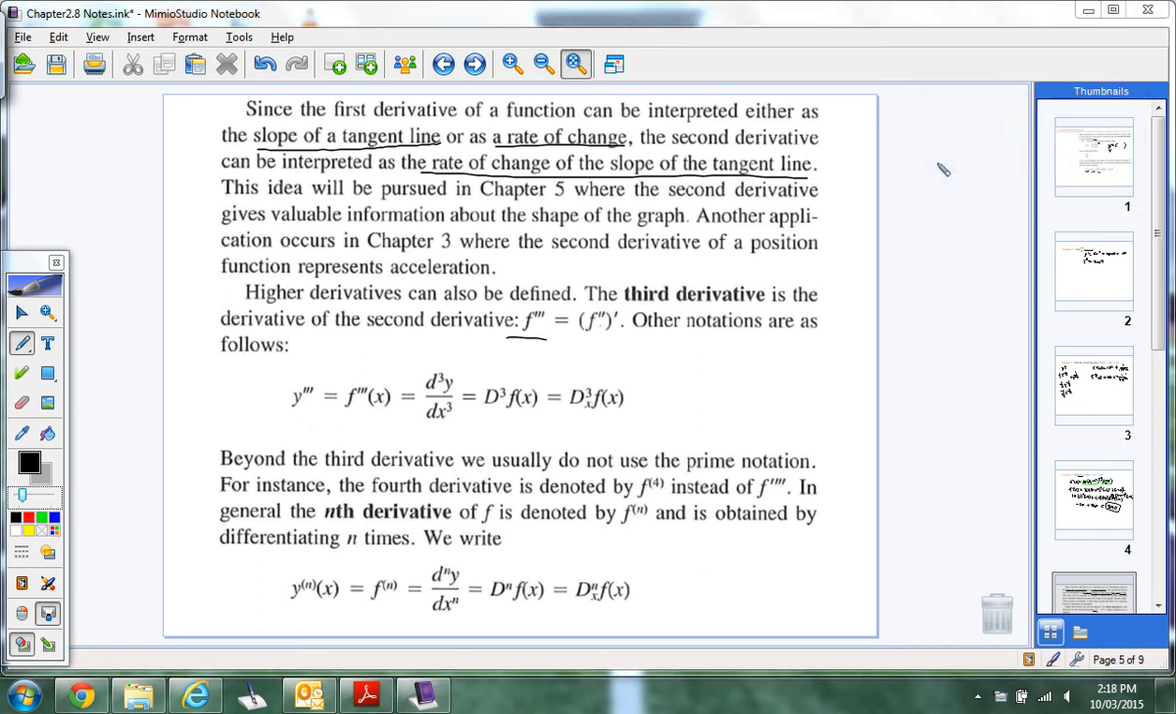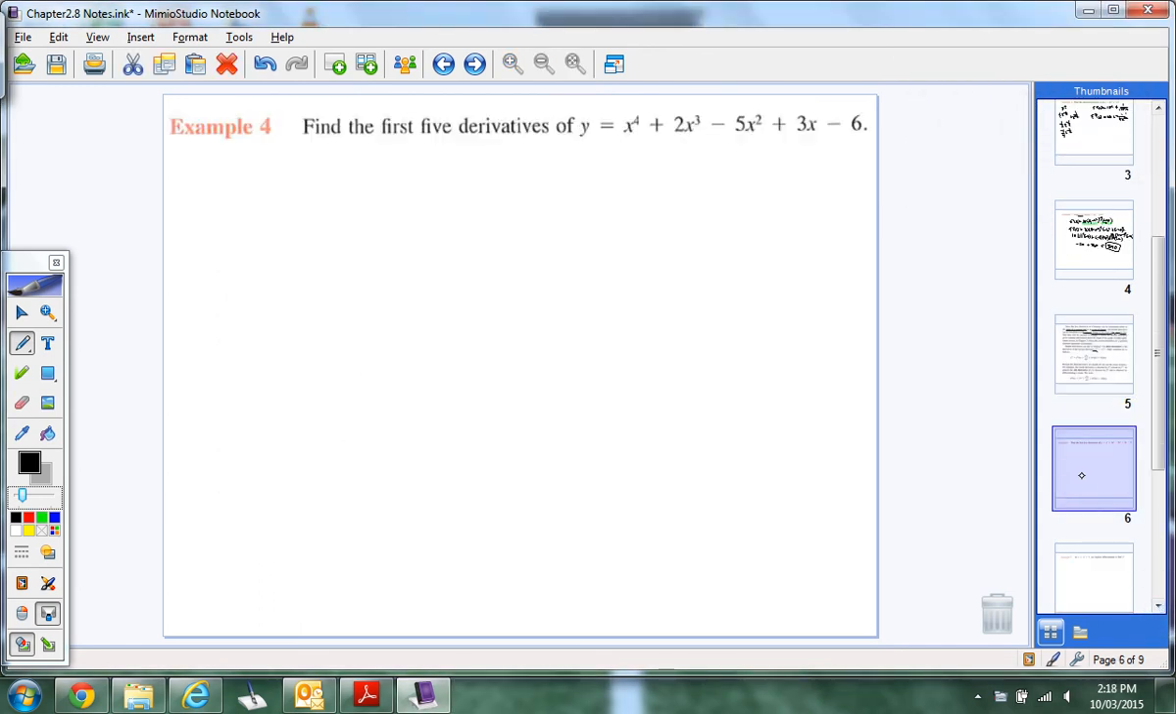Okay, so this one, just for practice, it doesn't matter. We're going to find the first 5 derivatives of this. Not difficult. Okay, so what's the first one? What do you got for the first one, Rye? We'll go around the room. 4x to the 3rd? Yeah, whole thing.